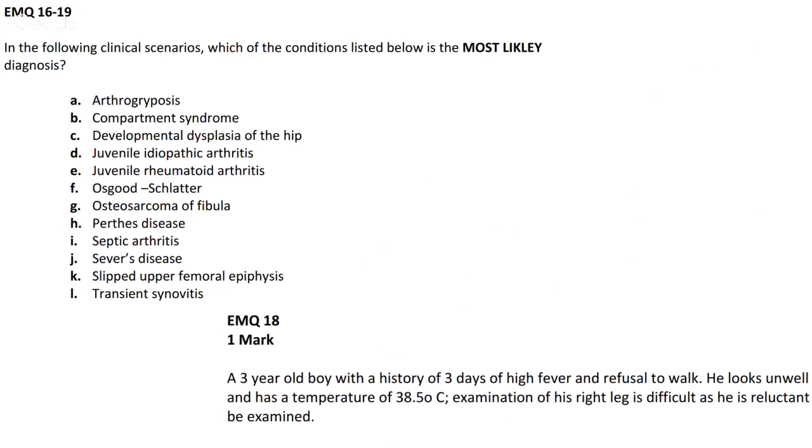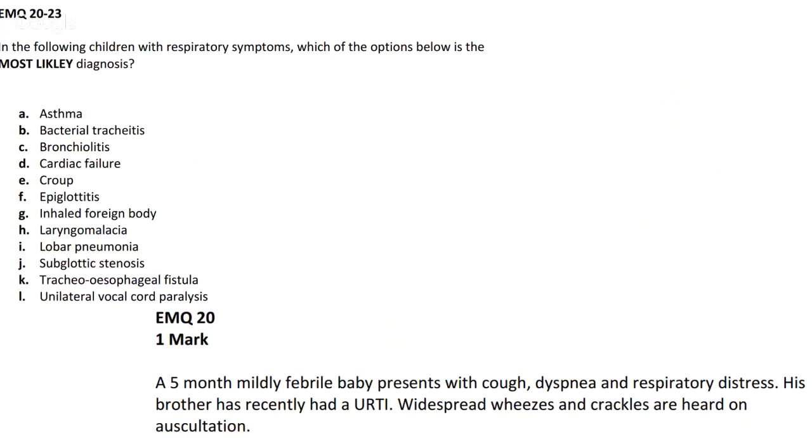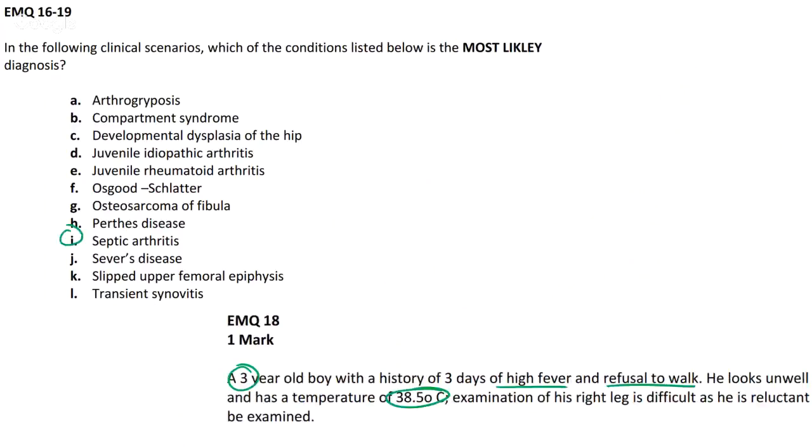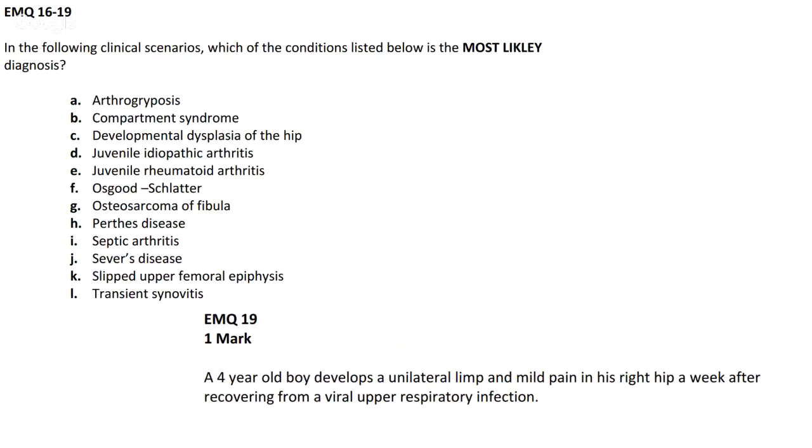All right, going on to the next one. A 3-year-old boy with high fever and refusal to walk, 38.5. What does he have? Septic arthritis. I know I keep grilling this into you guys. I hope I have a picture there. Oh, I don't. Anyway, look at the RCH guidelines. It has a box there specifically for how to identify that someone has sepsis. Definitely high fever and not wanting to walk is septic arthritis until proven otherwise. Okay, so this is just that one, not transient synovitis.